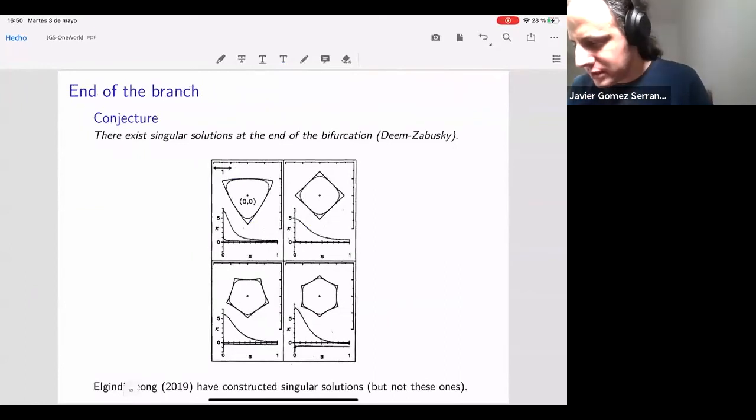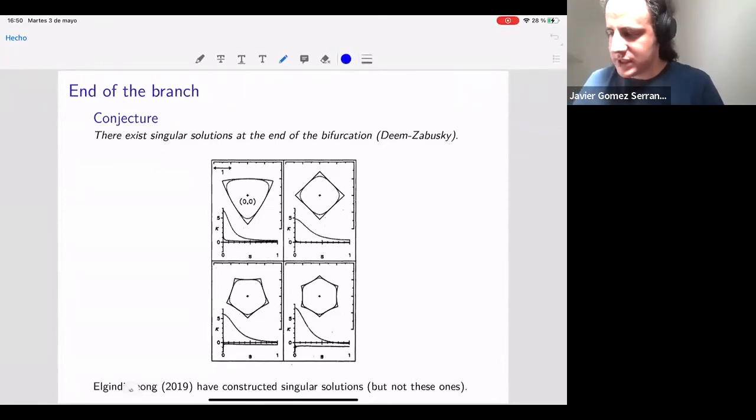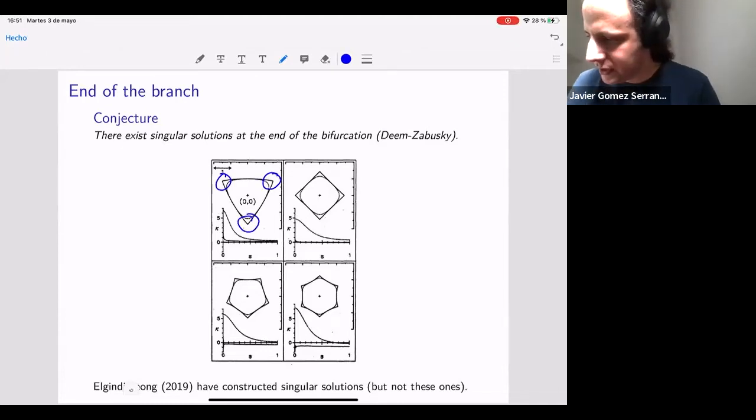And at the end of the branch, some bad things could happen. In particular, it is believed that there are singular solutions at the end of the bifurcation branch. These are numerics. This is not known. And it is believed that these solutions, of course, these are steady, there is no time evolution here, but they develop corners at the endpoints of these piecewise solutions. Elgindi and Jeong have constructed other singular solutions that also have some corners, but they are not these ones.